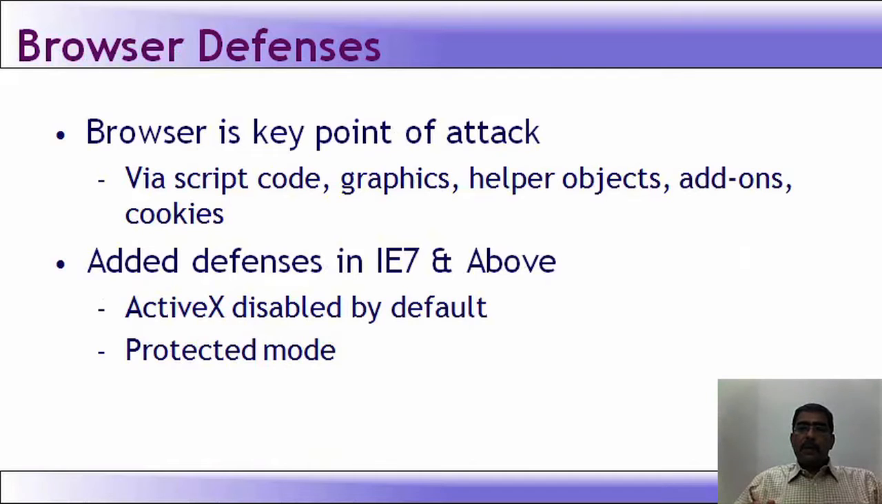Browser defenses. The browser is a key point of attack. Now, you can exploit the functionality via script code, via graphics, via helper objects, via add-ons. Cookie manipulation can be done. So, Microsoft added defenses in IE 7 and above. You will notice that in IE 7 and above, ActiveX was disabled by default. It runs in a protected mode.